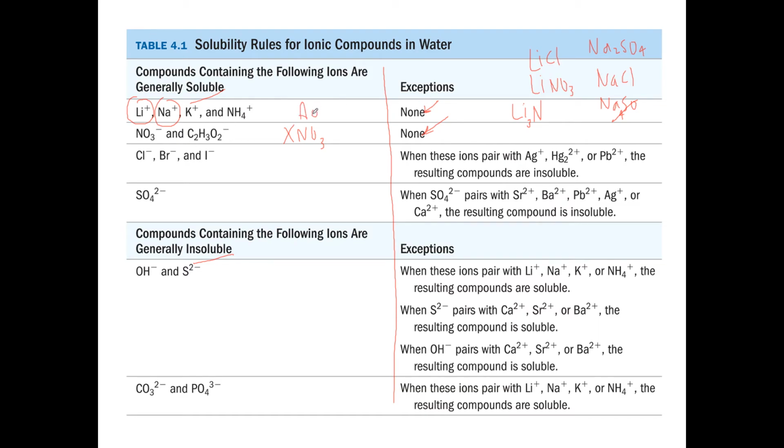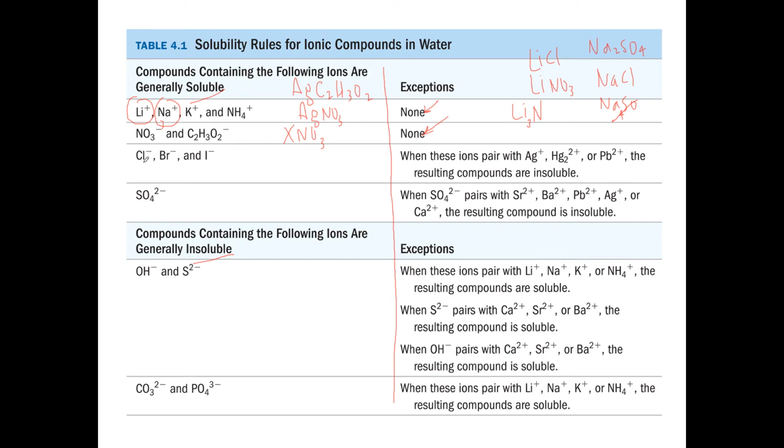So silver nitrate is going to be soluble because it's a nitrate and there are no exceptions. Silver acetate, C2H3O2, is going to be soluble because it's an acetate and there are no exceptions. Okay, so you need to walk through this table and think about it like that.